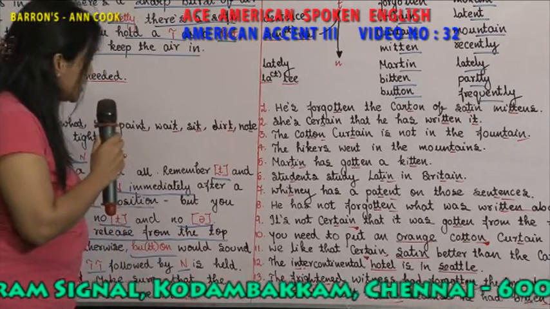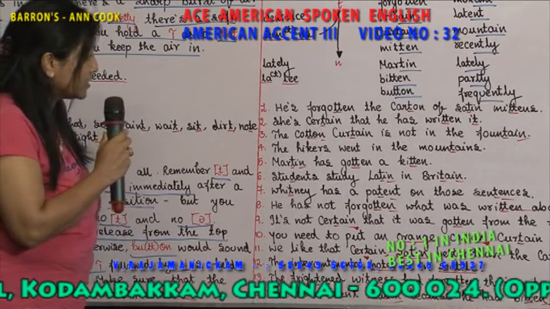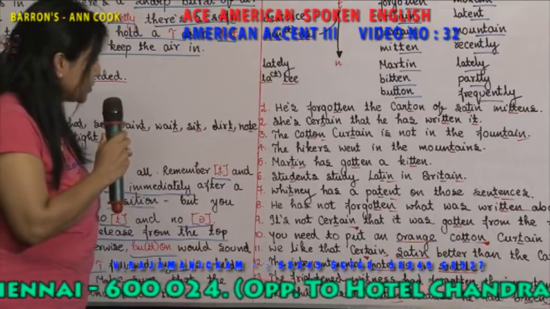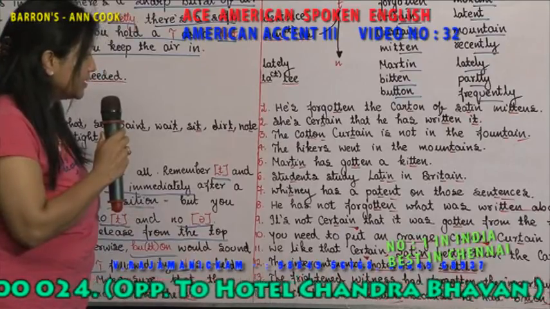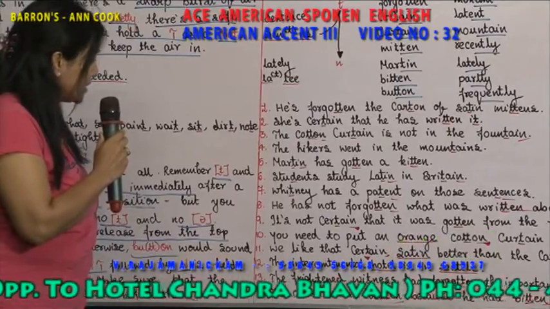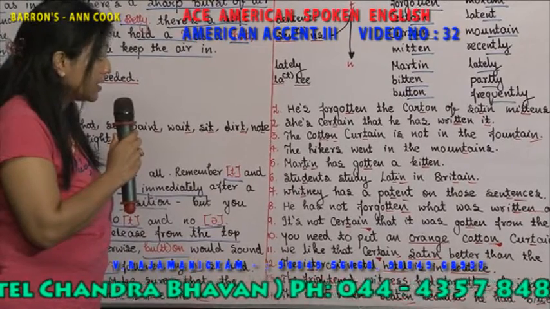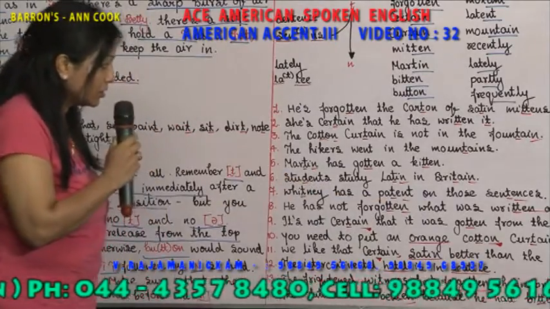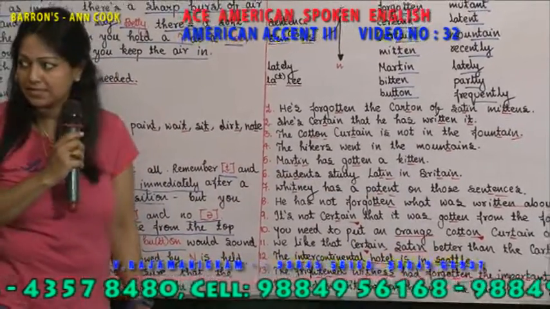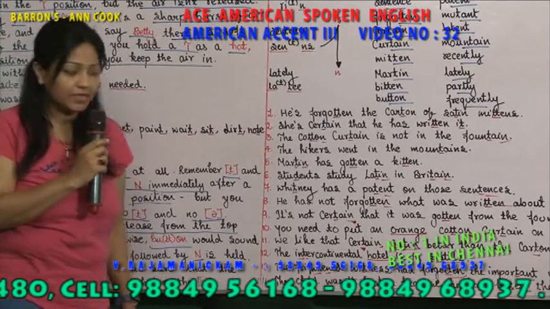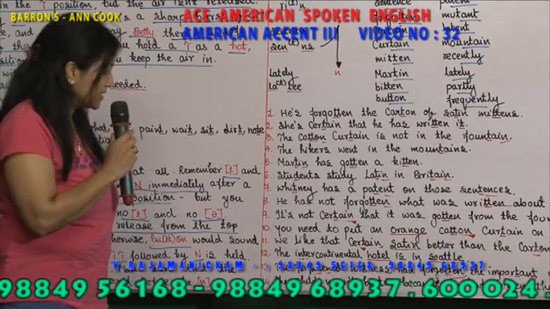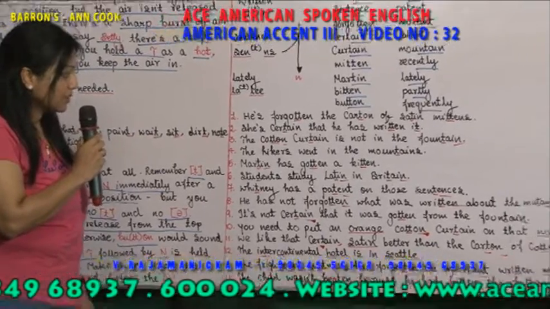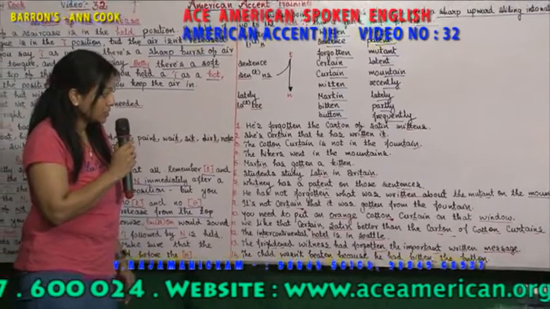Right, correct. The hikers went in the mountains. Martin has gotten a kitten. Students study Latin in Britain. Whitney has a patent. On those sentences, patent means the legal rights, so that others don't copy it. Right. He has not forgotten what was written about the mutant on the mountain.